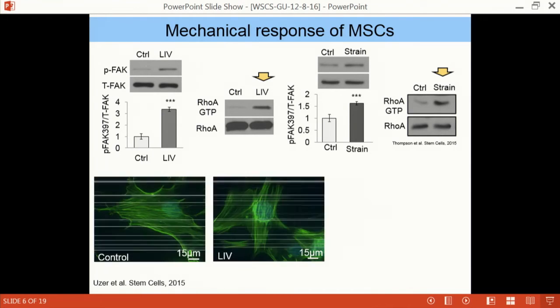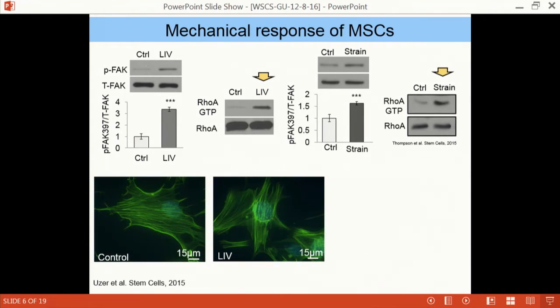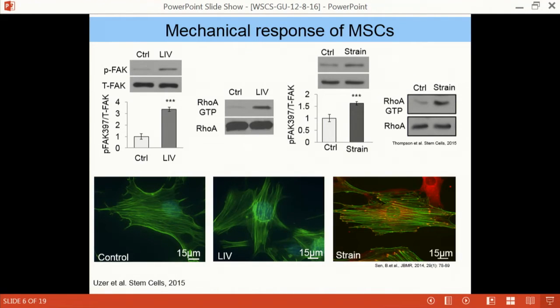We also look at how these cytoskeletal changes happen using imaging techniques. Here is a control cell. Green is the actin cytoskeleton, and blue is the nucleus. And here is the response to strain, and the response to LIV. I'd like to get your attention to this area, where after vibration we have F-actin accumulation at the perinuclear area. In response to strain, we see stress fibers crossing across the cell.